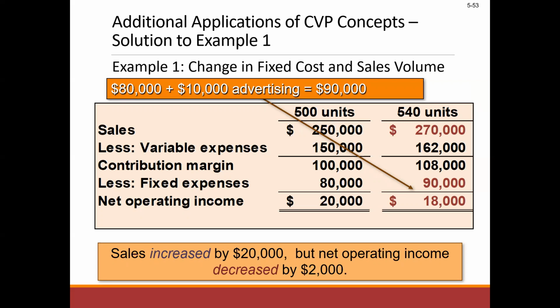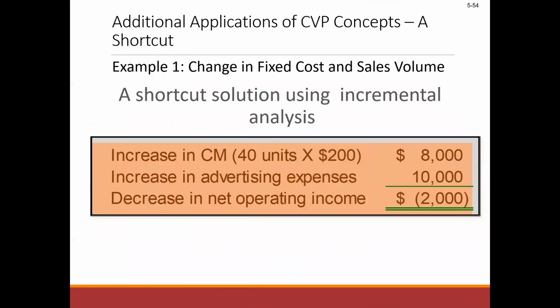Well, look what happened, guys. Even though our sales did increase, that additional fixed cost couldn't support the sales increase. So would we want to do that? These are the kind of decisions that managers make, all based on estimates, of course. But in this case, sales increased, but our net operating income did decrease. Now you can do it by an incremental analysis, saying contribution margin increases 40 units at $200. So we know our contribution margin goes up 8,000, but that fixed expense was 10,000. So it lowers our net operating income.